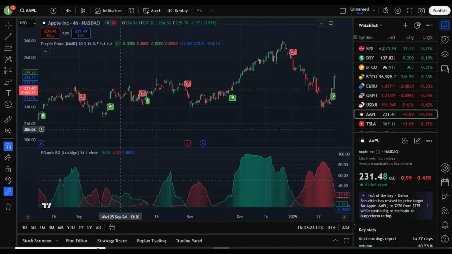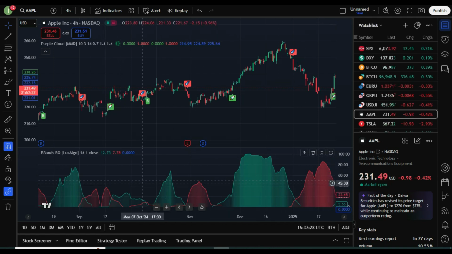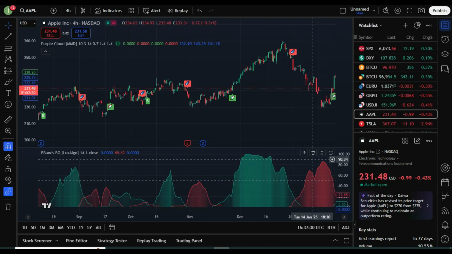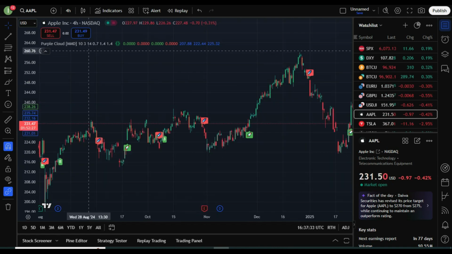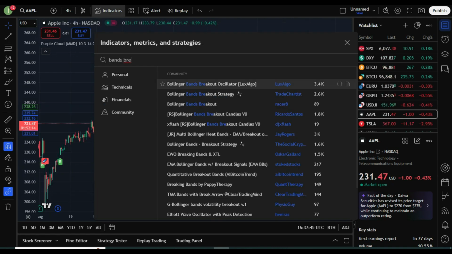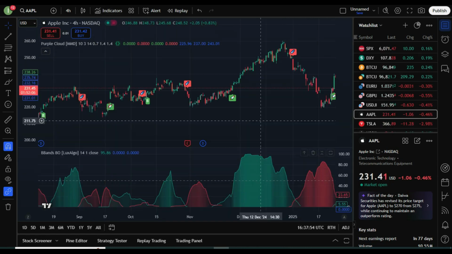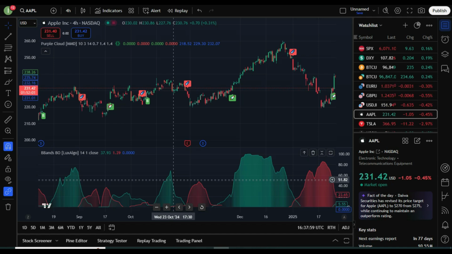And you can see on my chart that I have the Bollinger Bands indicator. Why am I using this? I will describe it right now. First, I will delete and add this indicator again. If you choose Bollinger Bands Breakout Oscillator made by Luke's Algo, you will see this kind of oscillator. The catch here is that I just want to give you a little introduction.